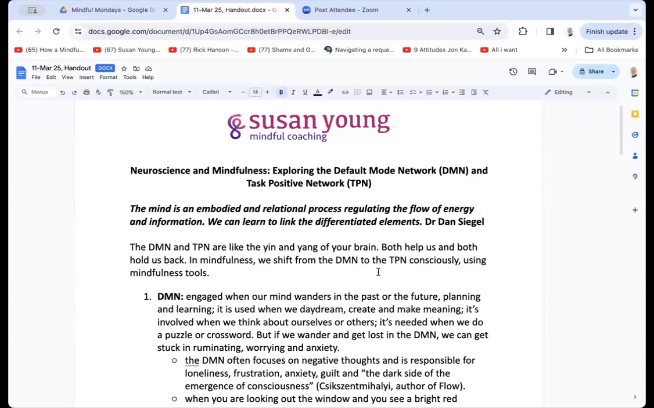So really what he's saying there, what I'm learning, is as I grow more in understanding what the DMN and the TPN do, they're like the two largest networks in our brain, and they're like the yin and the yang, and they help us and hold us back, both things at the same time. So what we're learning how to do neuroscientifically in terms of the actual brain itself is to shift from the DMN to the TPN consciously using our tools of mindfulness.